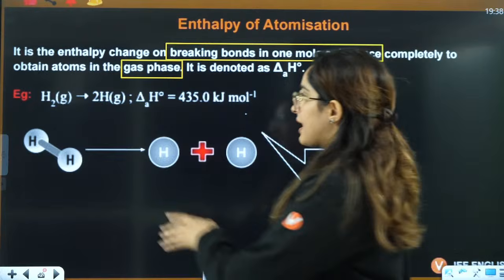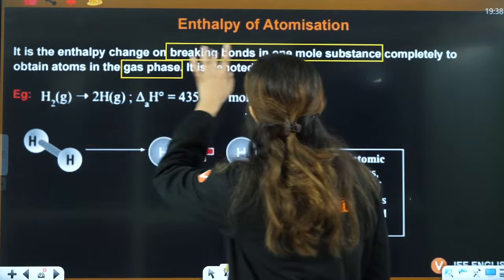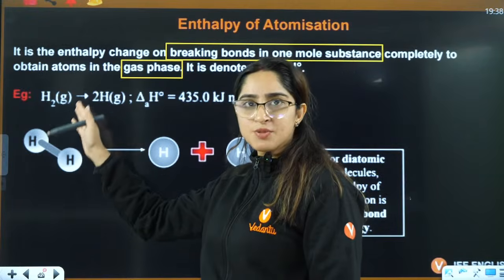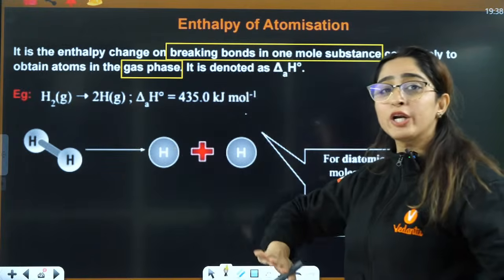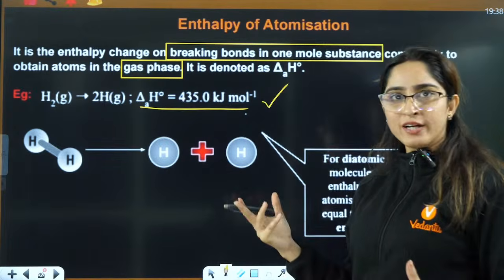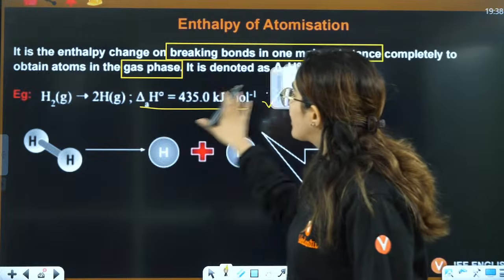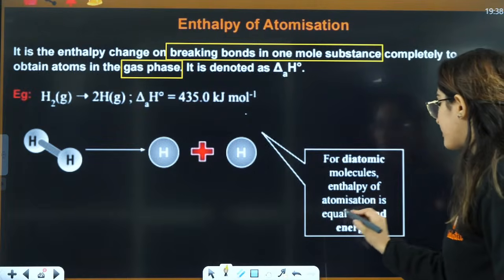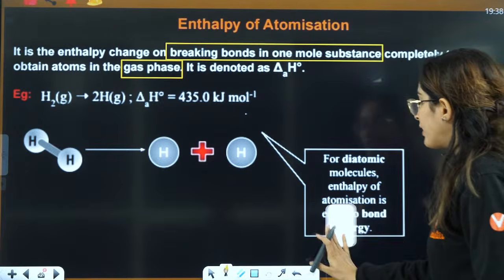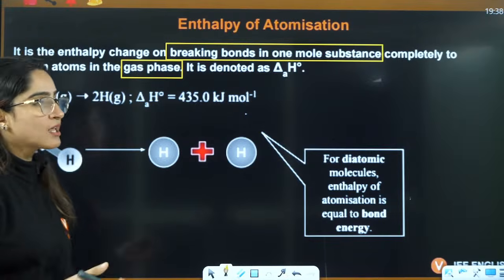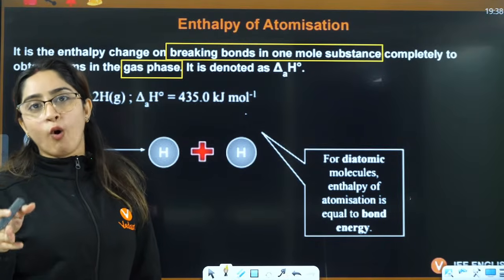That means if you have H2 and this is 1 mole of the substance, when you break this bond and convert it into gaseous atoms, this enthalpy that is required or released is called the enthalpy of atomization. For a diatomic molecule, enthalpy of atomization is equal to bond energy, right? Bond energy is the enthalpy to break the bond, right?